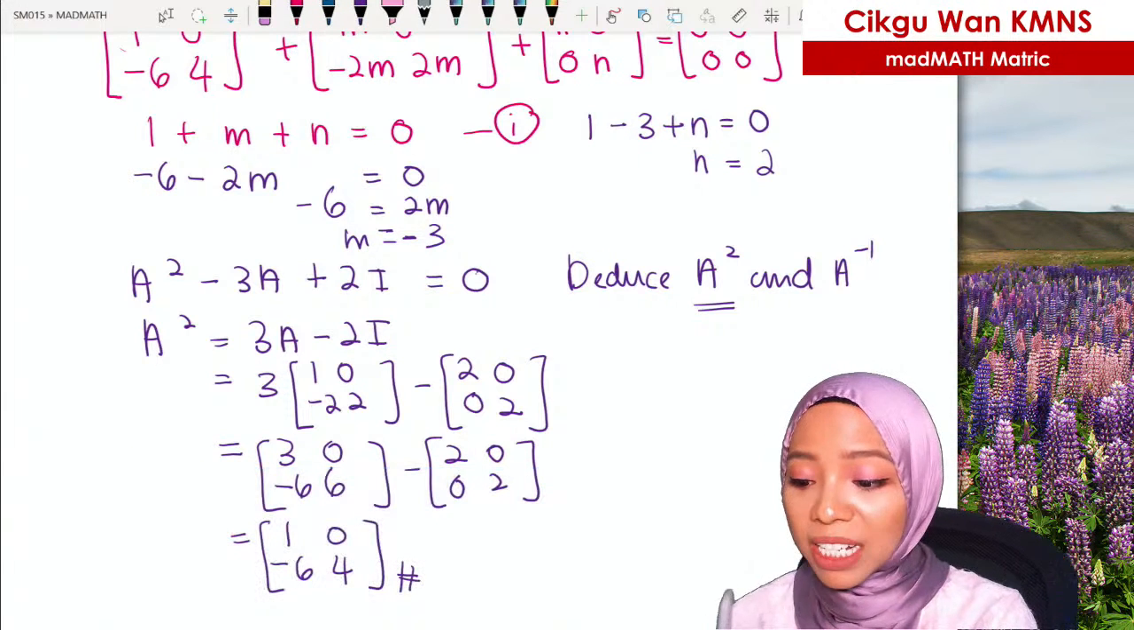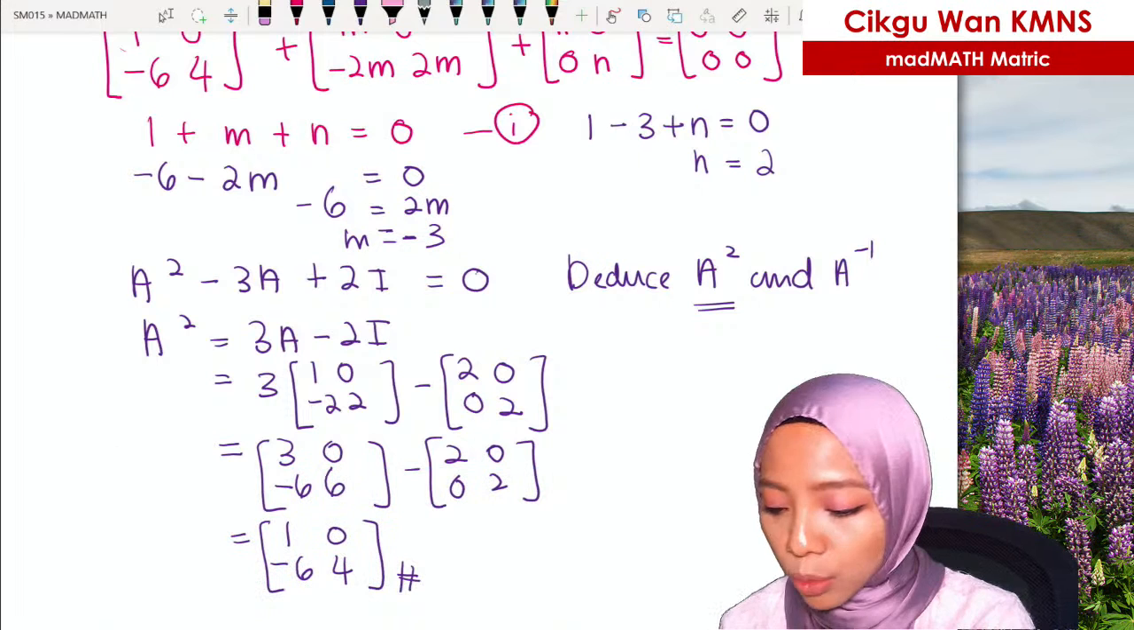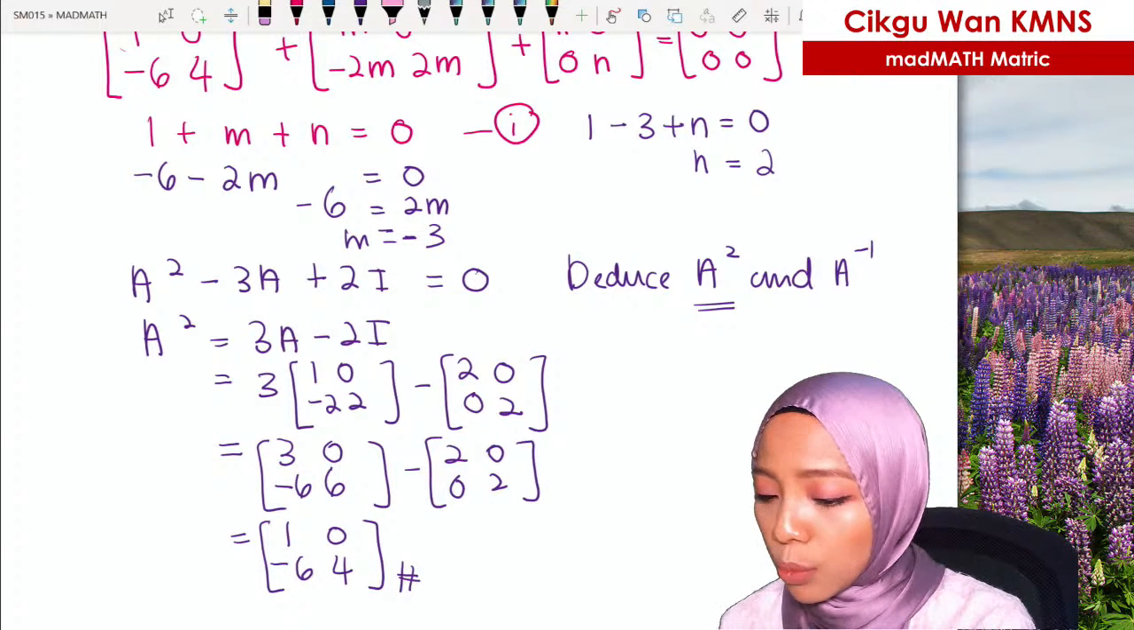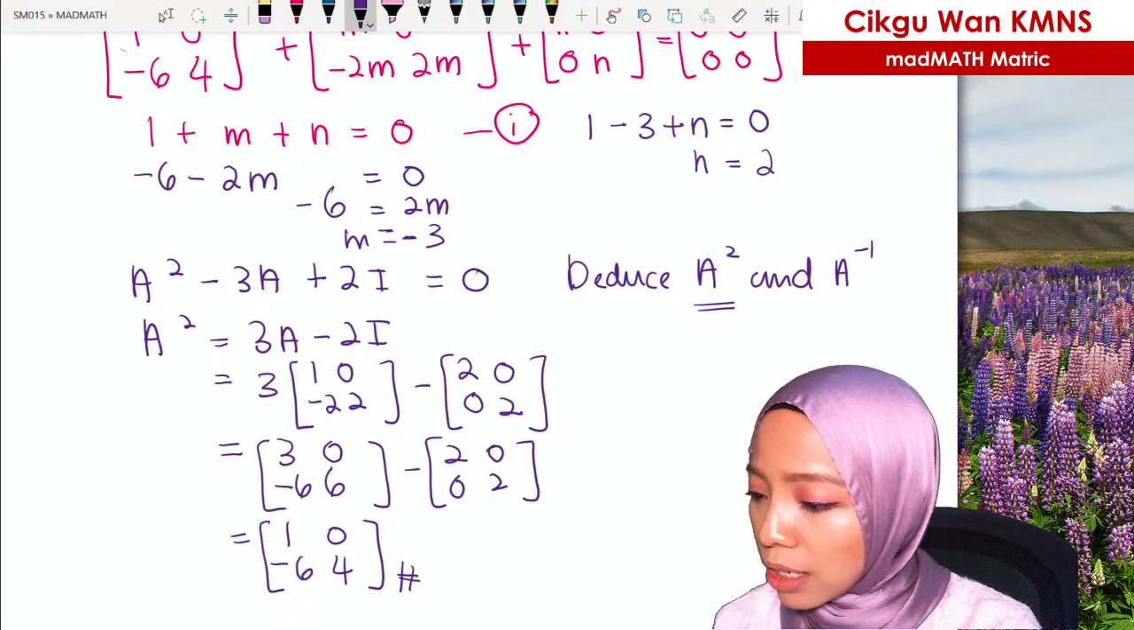So, kalau kita pakai manual, A square memang akan dapat jawapan macam ni. Dan even guna persamaan yang diberi 3A minus 2I pun kita dapat yang ini. Okay. So, now we have done A square. Now, kita nak cari A inverse pula.